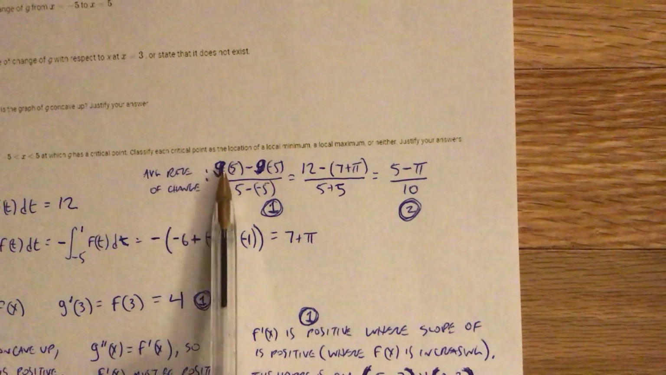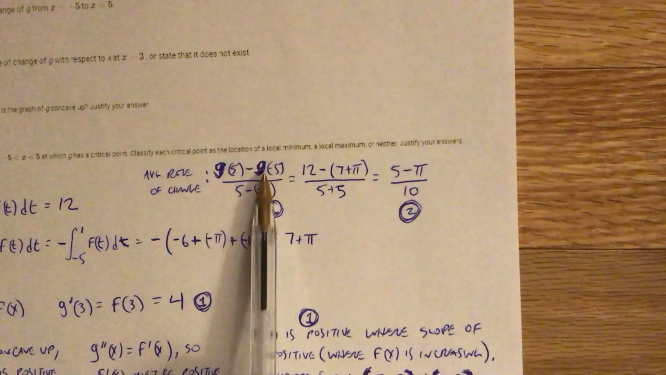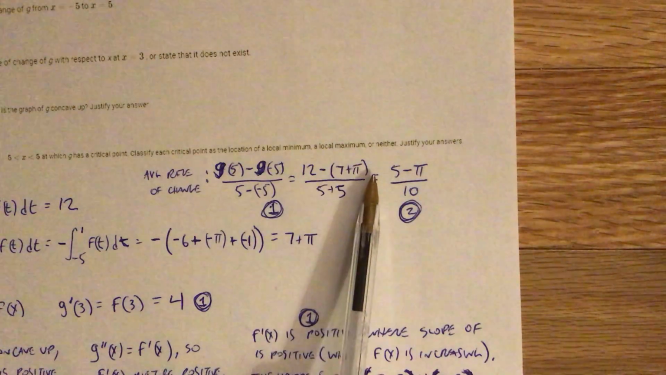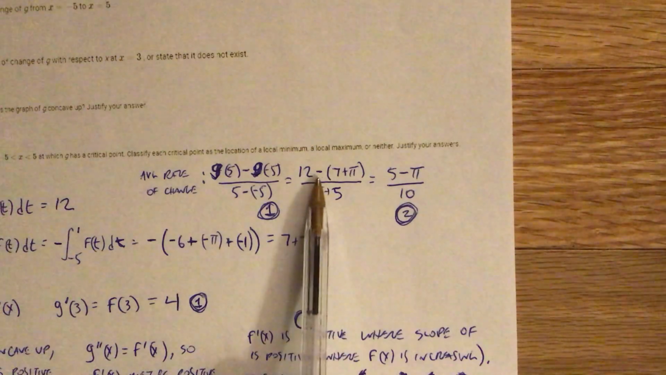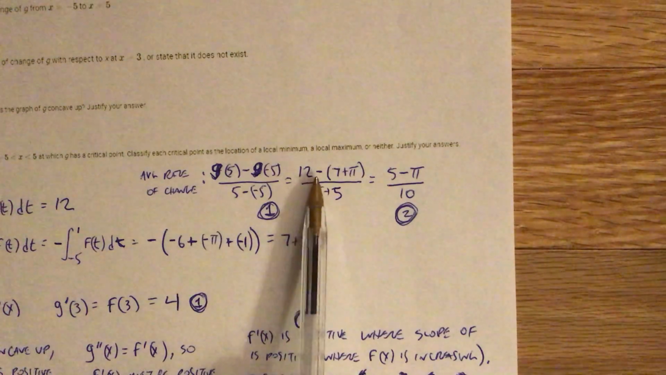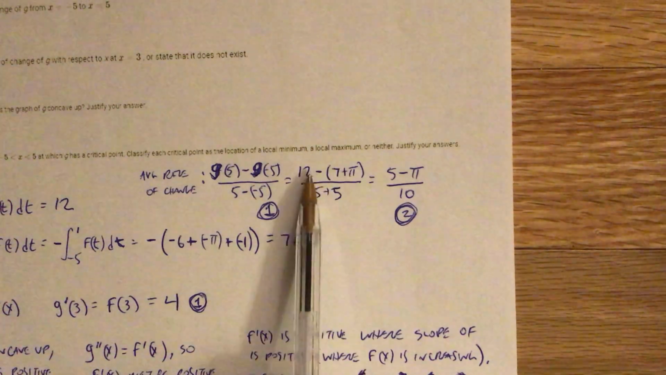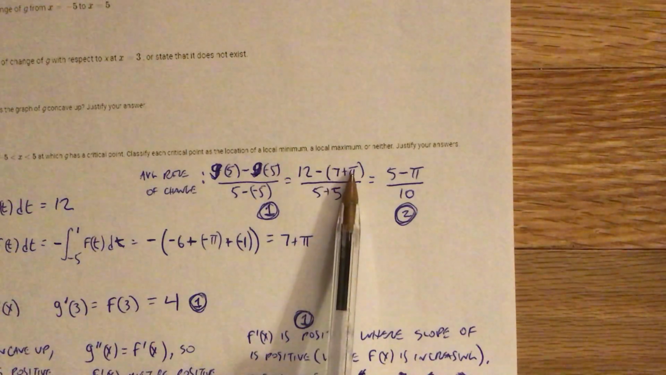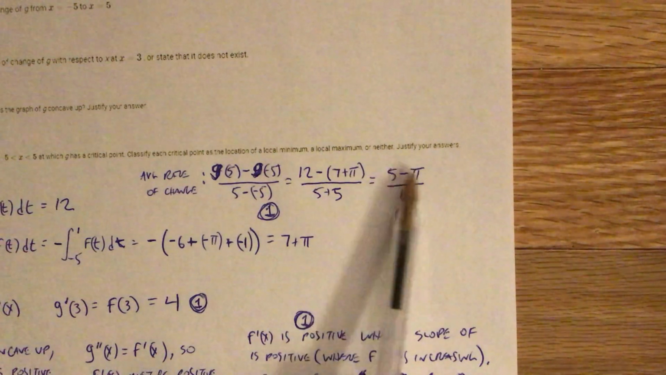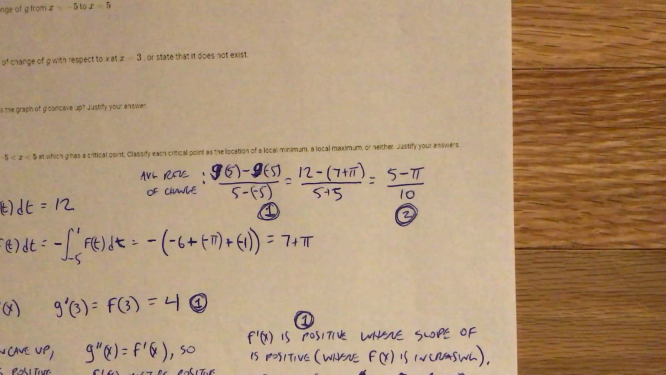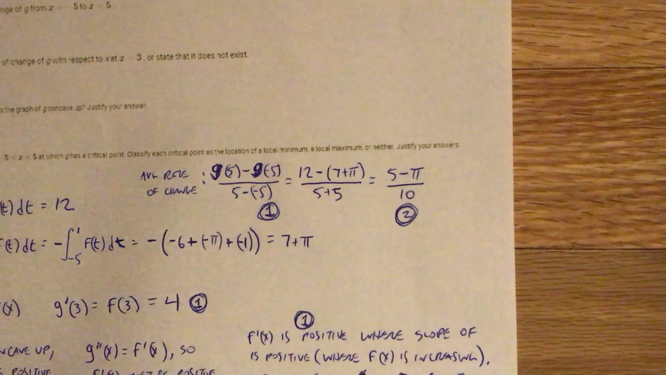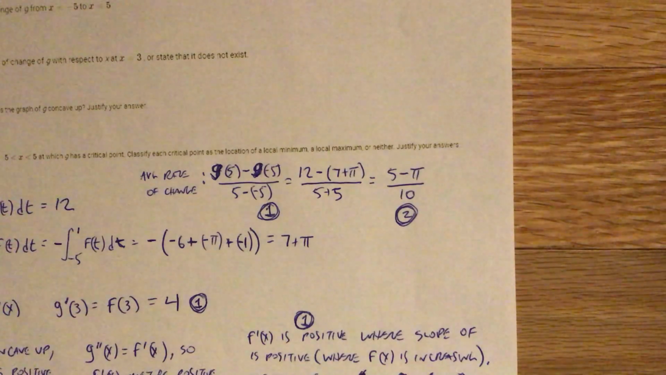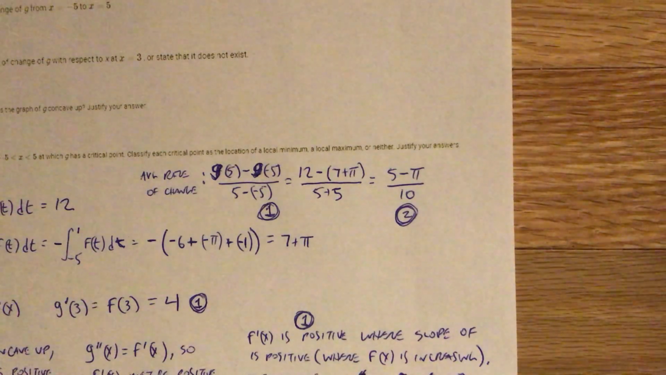Now I can go back and get the average rate of change, because what's g of 5? Well, that was 12. What's g of negative 5? That's 7 plus pi. This bottom part comes out as 10. And just be careful that you distribute this negative. 12 minus 7 is 5, and the minus pi part, minus positive pi, will just be minus pi. So the average rate of change is 5 minus pi over 10. A little bit of a weird answer, but that's what it calculates out to be because of that circle.